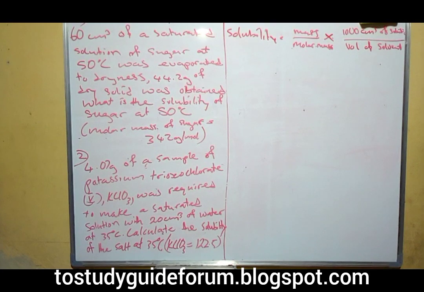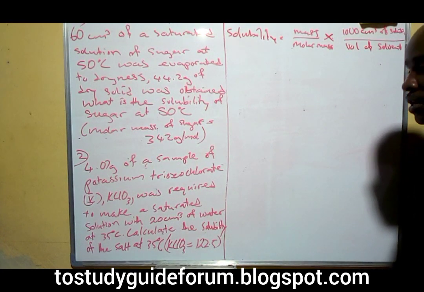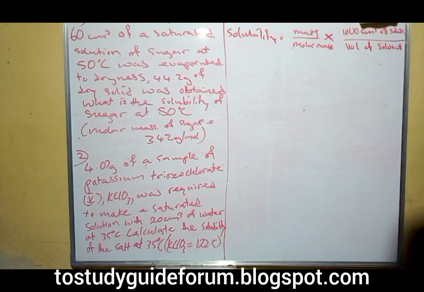The second question said 4.07 gram of a sample of potassium triiosochlorate 5 was required to make a saturated solution with 20 cm cube of water at 35 degrees Celsius. Calculate the solubility of the salt at 35 degrees Celsius.